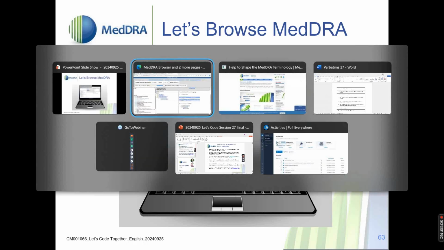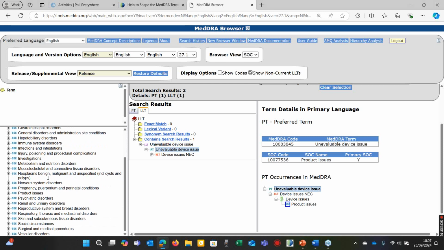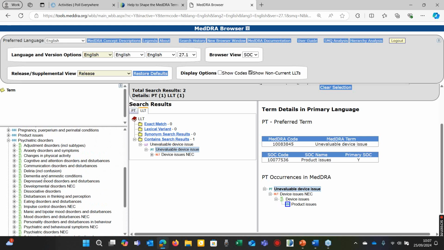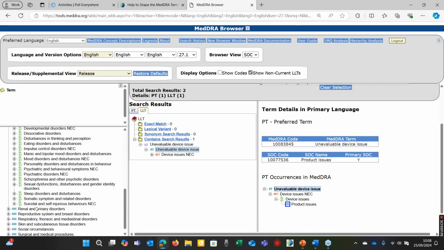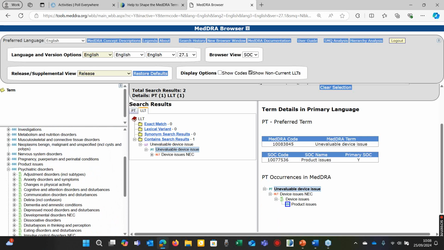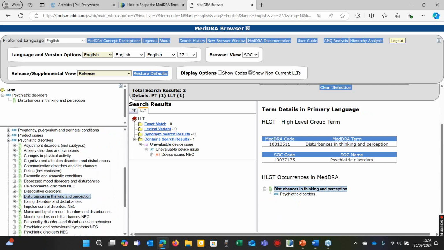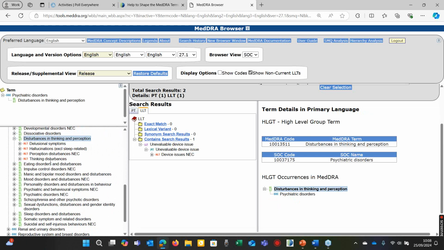So let's go to the browser and see the placement of these terms. So I'm going to go to the psychiatric SOC because that's where I think they will be. Under psychiatric disorders, we have thinking, where's the one I'm looking for? Disturbances in thinking and perception is the HLGT. So this is the word perception, which links with what I've seen in the definitions. And I would come here as I break it down as I go. It helps me to navigate. The HLTs are very helpfully labeled. We've got delusions, hallucinations, thinking disturbances, and perception disturbances.